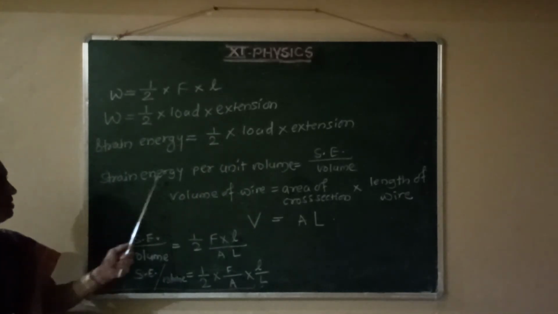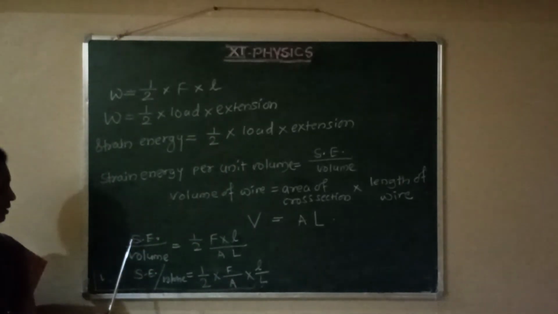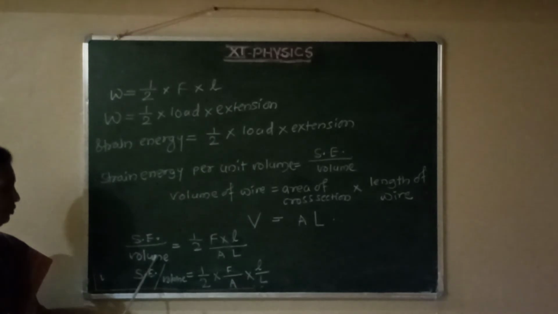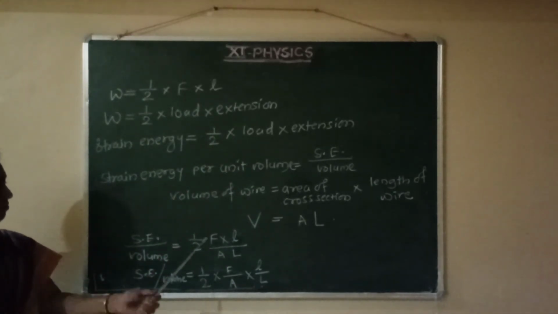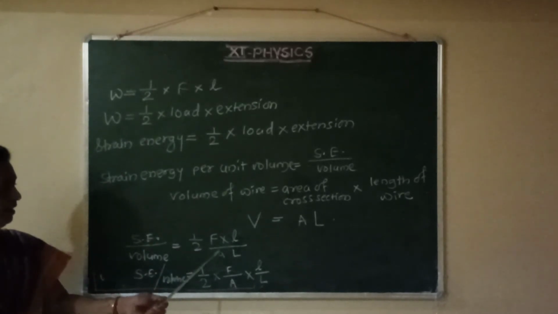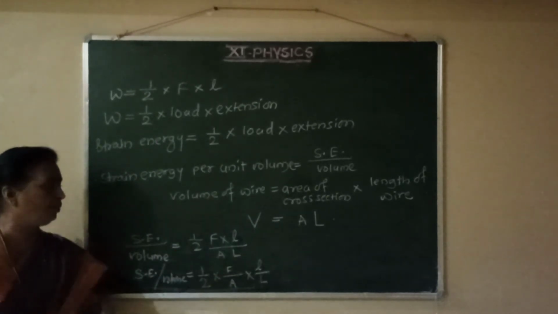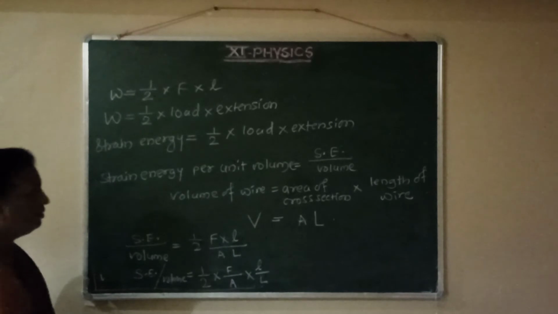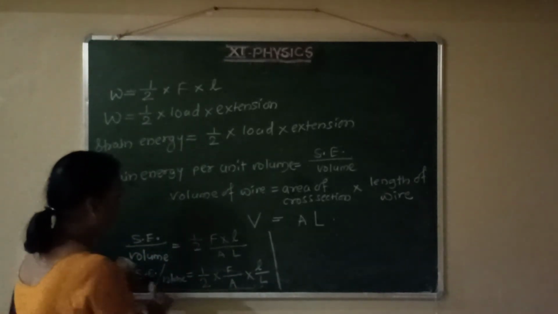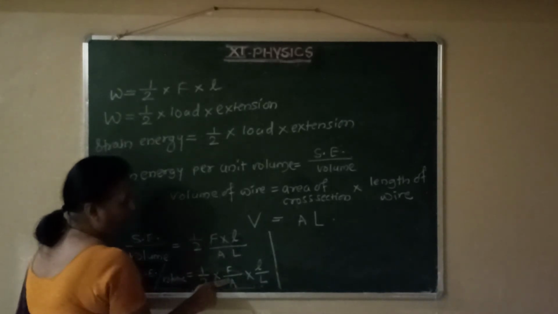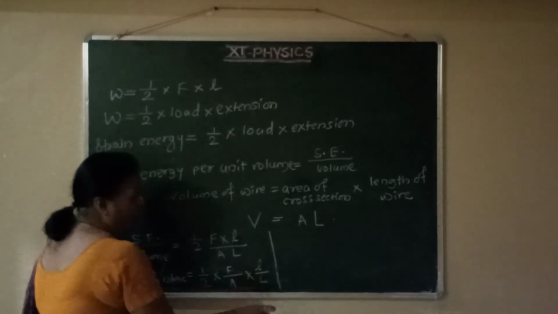We have to find strain energy per unit volume. So strain energy per unit volume is equal to the strain energy equation, that is half F into L, divided by volume, that is A into L. So rearrange the terms in this equation. Which equation do we get? Strain energy per unit volume is equal to half F upon A into L upon L.